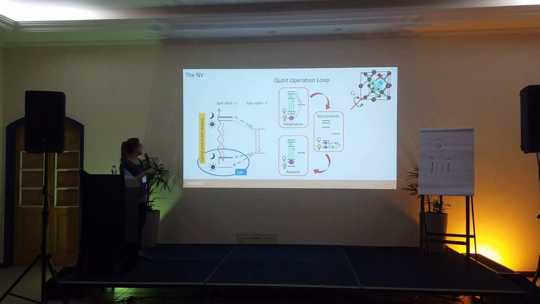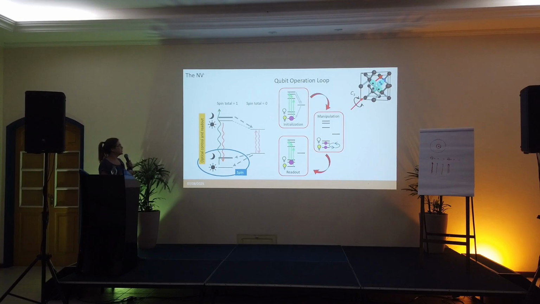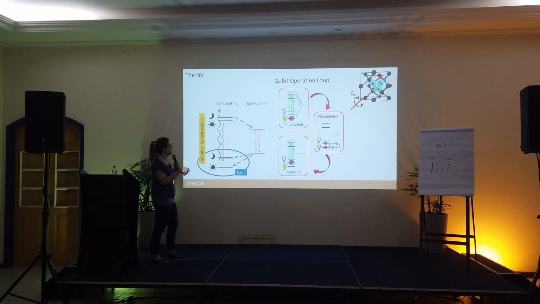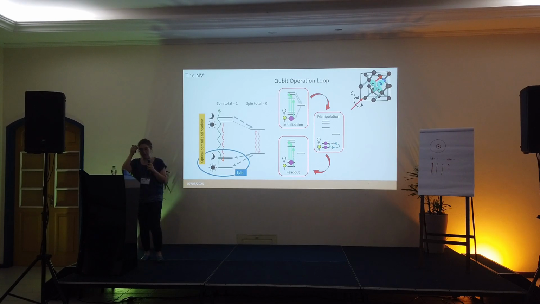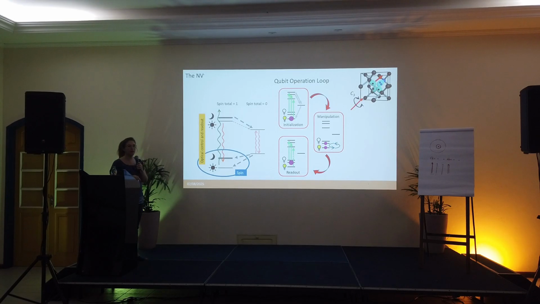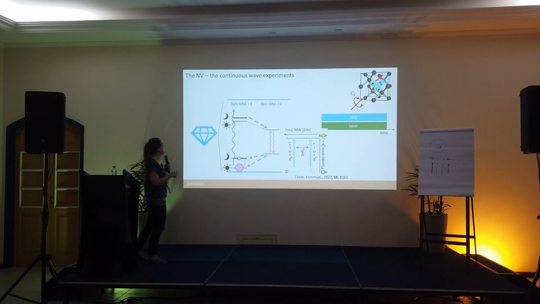these two factors combined, this optical readout and the spin properties of these systems, give rise to an intuitive operation loop where we can use light to initialize the system. We can then use microwaves to manipulate the system, and then we use light to read out the state of the spin. And all of the protocols that I'll show you today are based on this type of cycle. They're different combinations of these types of cycles.